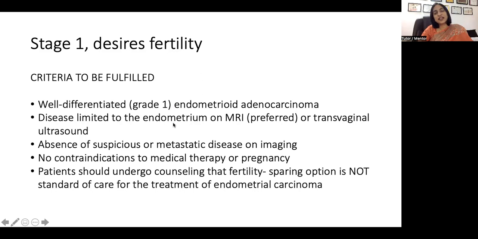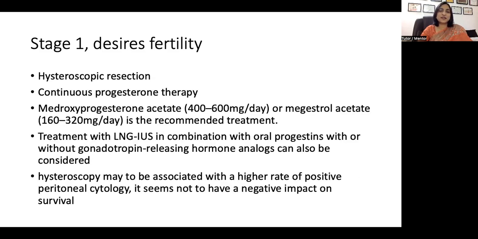Disease limited to the endometrium. MRI should have been done. Absence of any metastatic disease. No contraindications to medical therapy, which is going to be high dose progesterone. No contraindications to pregnancy. And then you have to counsel the patient that this is not the standard treatment. We don't know if your prognosis is going to be similar to the standard management. It can be worse.